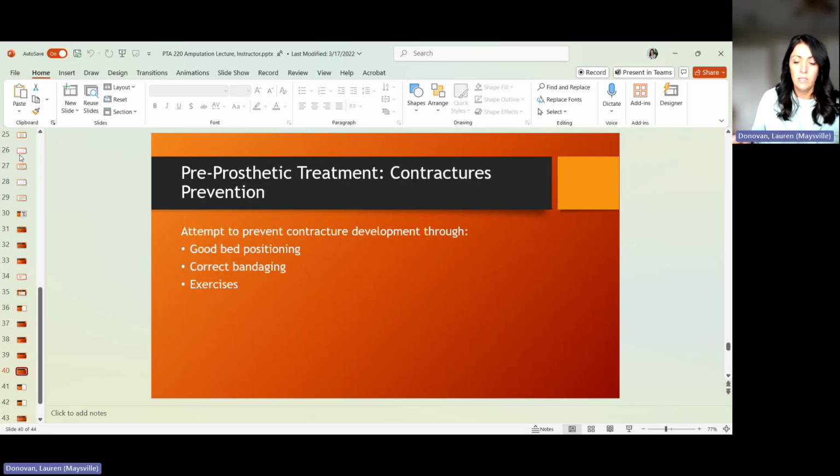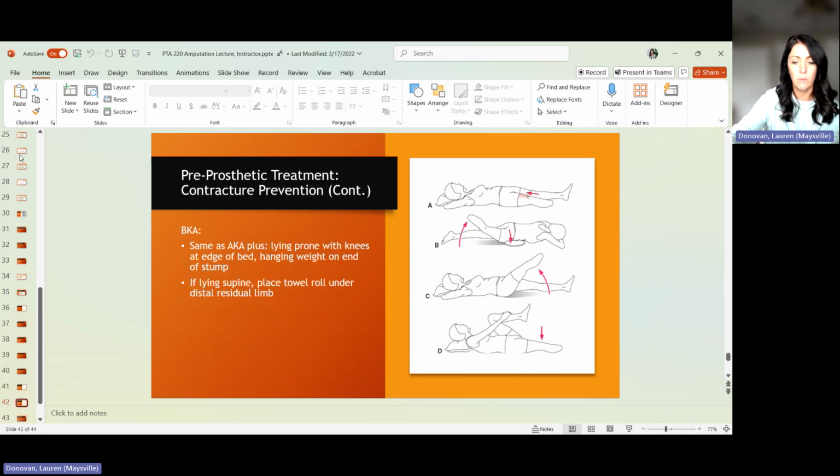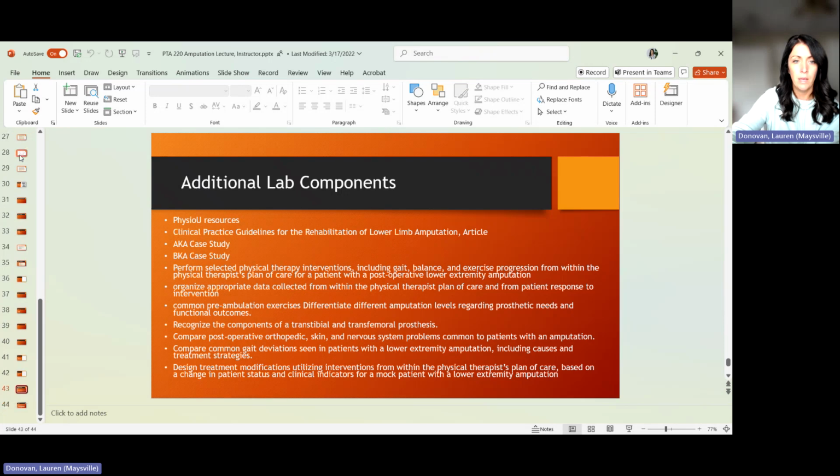With proper positioning, correct bandaging, and exercises, hopefully we will be able to prevent any of these contractures from happening. Here are all the different exercises that you can go through with an amputee to prevent these contractures. They're different for above the knee and below the knee, so you can read over those. And these are just some additional lab components that you can look over to see what would be beneficial.